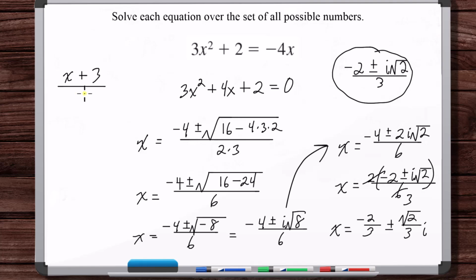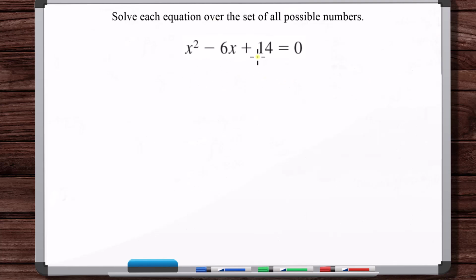But when it comes to imaginary numbers, you want to put the final answer in a form where you can see what the complex numbers are. Here we can clearly see what the 2 complex numbers are that are solutions to this equation.